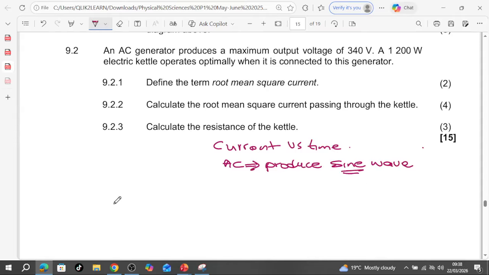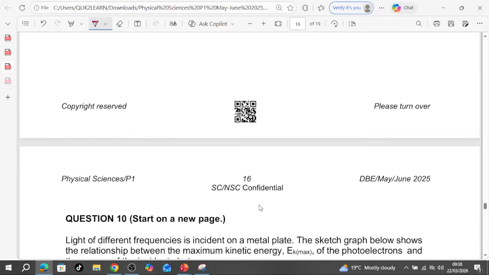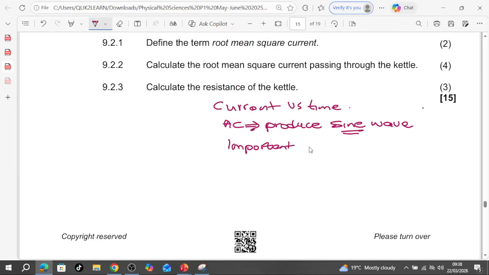Okay, so let's discuss the important details now. The important details.